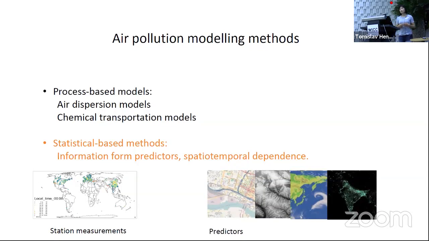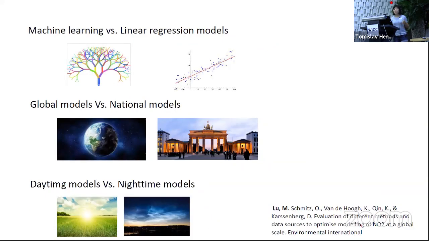And another is the statistical-based method, and that is also what I'm interested in. This kind of method tries to find relationships between station measurements and predictors, such as transportation network, population, climate, elevation, and it can also make use of the output from process-based models or spatial temporal dependency. But there are not so many studies doing it at the global scale.